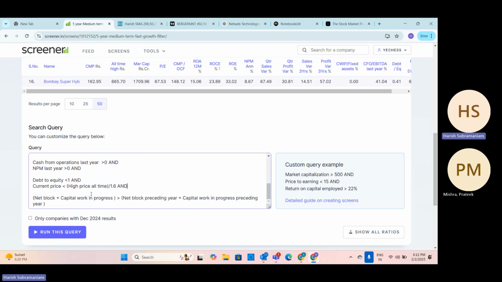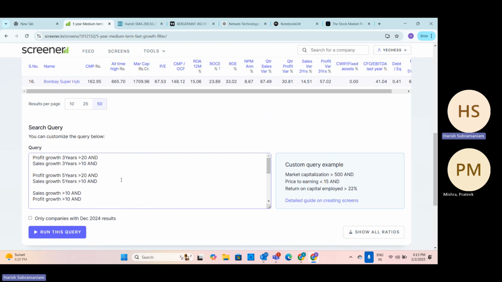So whatever work in progress is being done, say a new factory being put up, that for this year has to be greater than the overall assets, the factory machinery plus whatever was work in progress in the previous year, which means that the company is basically adding new assets. So we are saying financial performance is good.